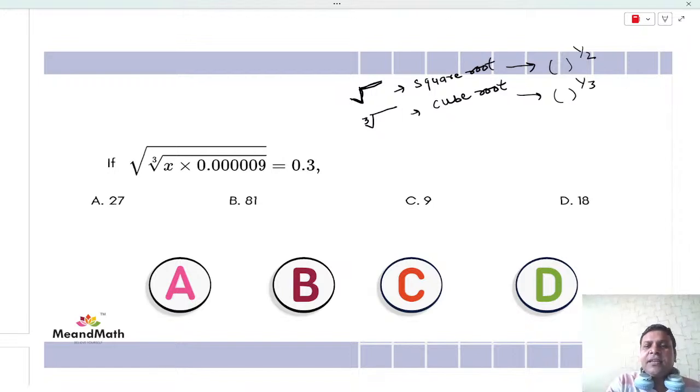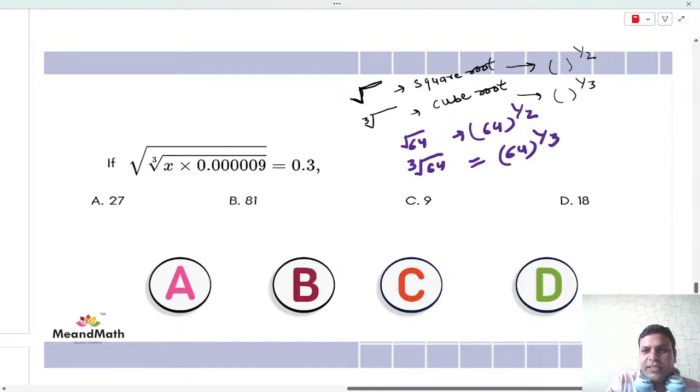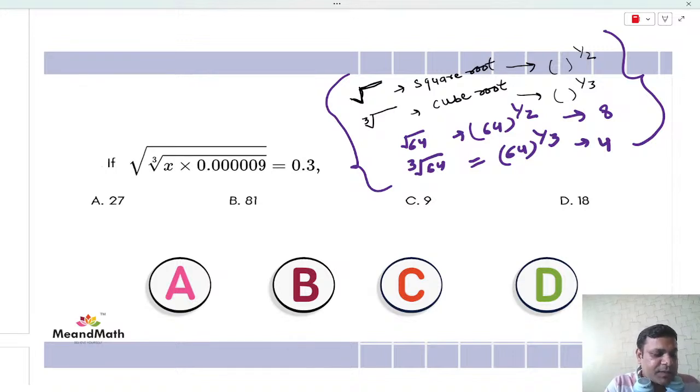What is the meaning here? Let's suppose root 64. So root 64 can be written as 64 power 1 by 2, and cube root of 64 can be written as 64 power 1 by 3. The answer of square root of 64 is 8 and the cube root is 4. So this is the notation, the symbol we have used here. So use this. Kunal, which question do you not understand? This one, yeah, previous one.